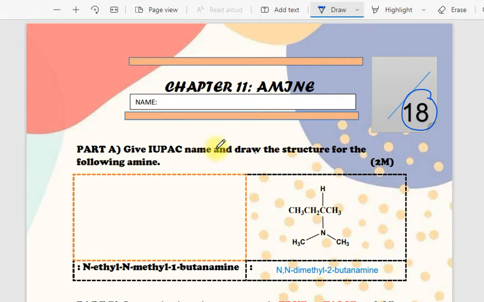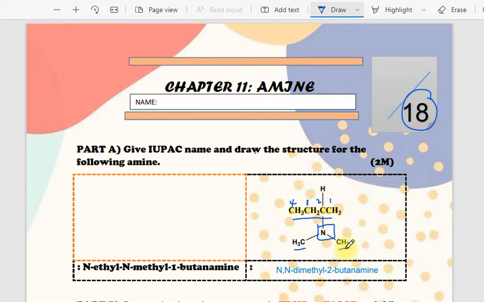Okay, so part A: give the IUPAC name and draw the structure for the following amine. So what is the name of this structure? First of all, we know this is an amine, and then there are 3 alkyl groups. The longest one is this one with 4 carbons, so this is C1, C2, C3, C4. So the parent chain is 2-butane amine.